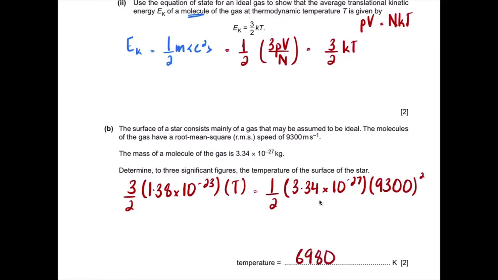Keep in mind that in this case, and this happens with most of the A2 questions, you'll have your least number of SF as 3, so that's why you could not write this as 7000 Kelvin. You would lose the mark here. So with A2, it's important that you always write your answer to 3SF, because it's going to be correct in the case where it's 2SF as well.